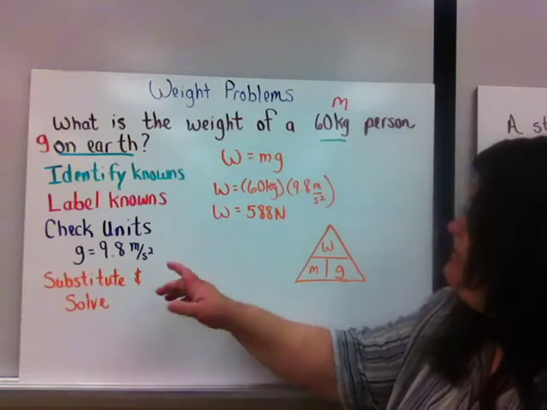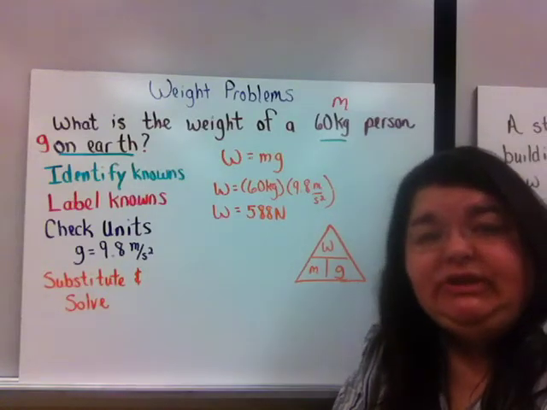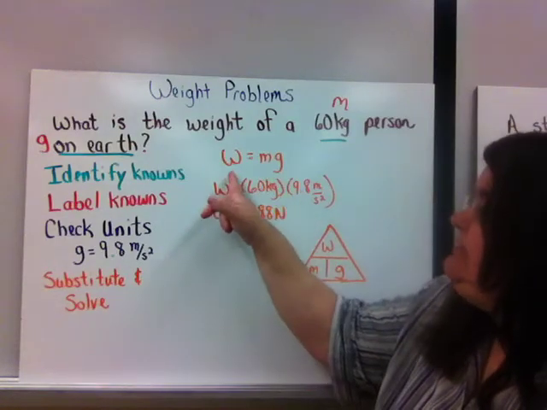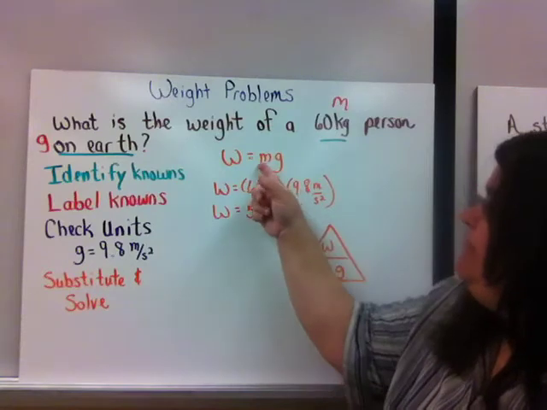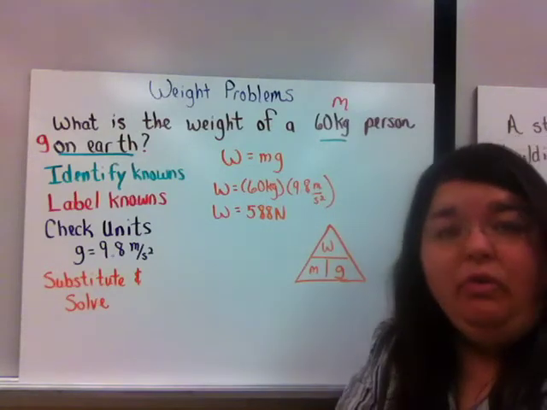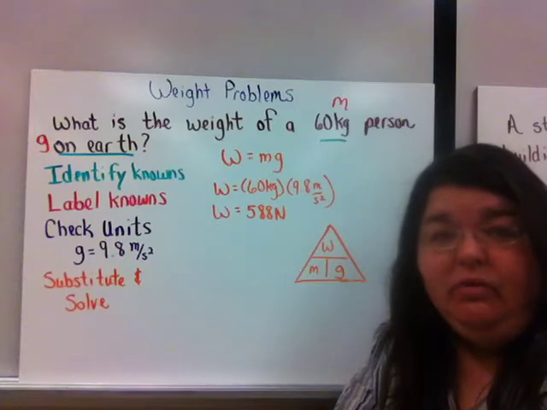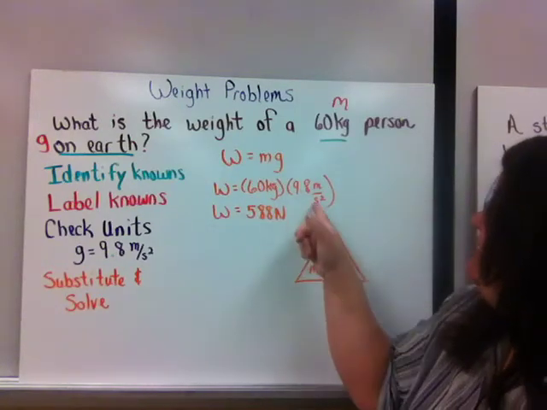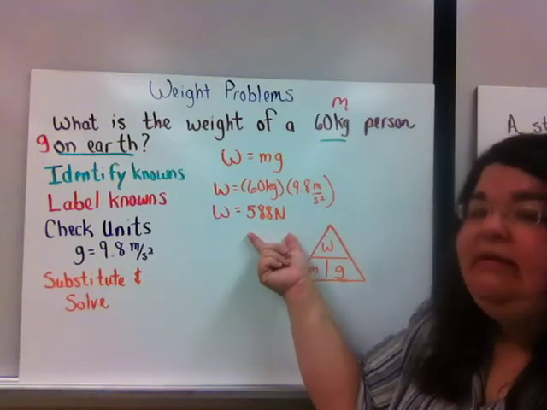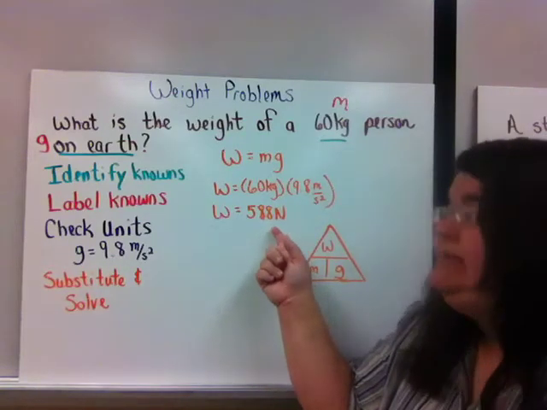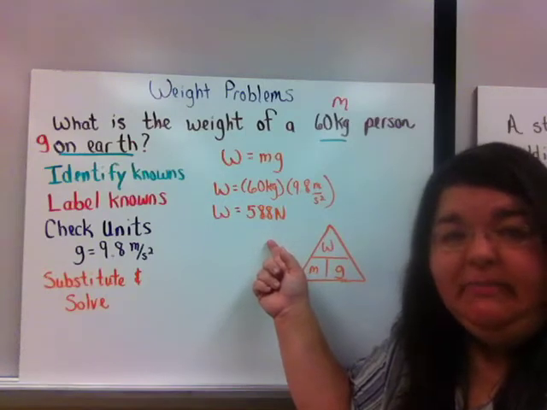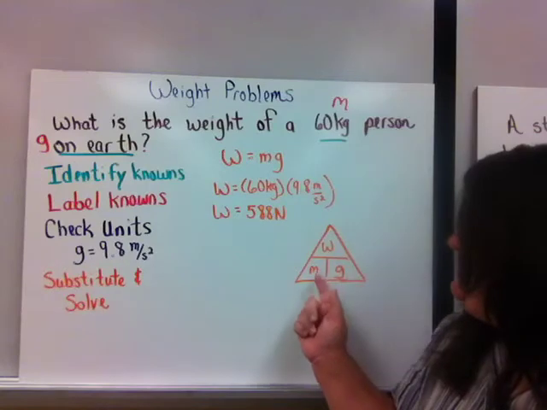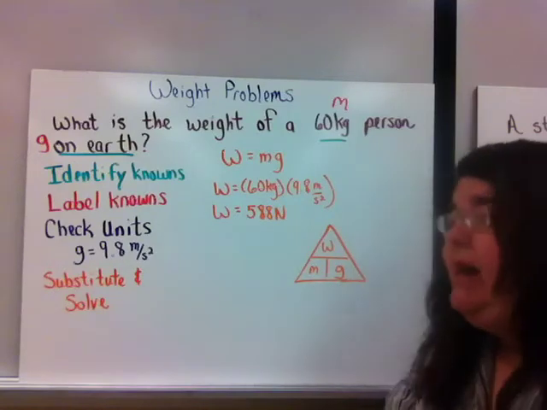Now I'm going to substitute and solve. Well, we had this equation, F equals ma, from before, and hopefully you'll see the similarities. Weight is a force, mass times acceleration, or gravity, which is a form of acceleration. So weight equals mass times gravity. 60 kilograms times 9.8 will give us 588 newtons. That's our weight for this 60 kilogram person. Now our weight triangle over here, the weight's on top and mass and gravity are on the bottom.